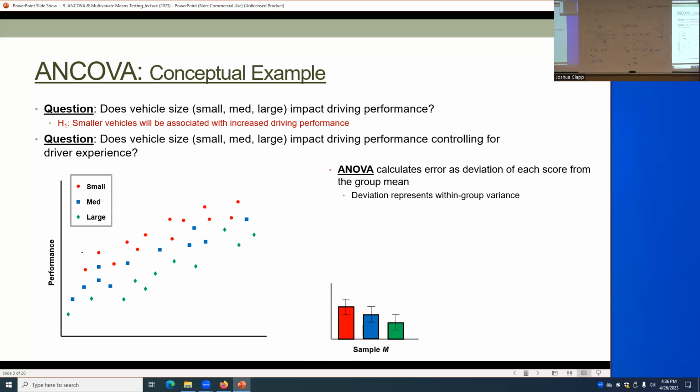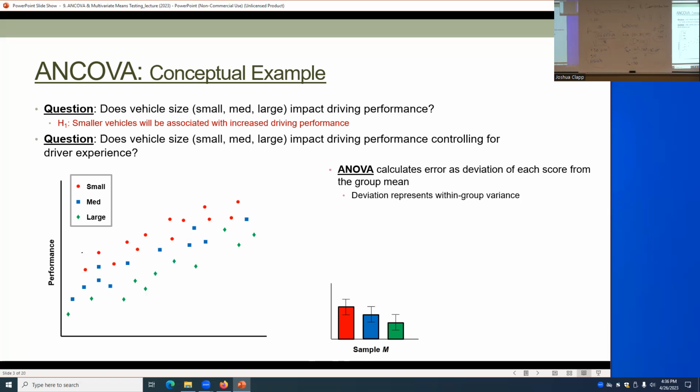But let's say we ask ourselves, does vehicle size, small, medium, and large, impact driving performance once we control for driver experience? Okay. Now, before, in the first scenario, we just ran our ANOVA, right? We had a big track, we brought people in, randomized them to small, medium, and large cars, and we kind of found about what we would expect. But we've got a lot of variability here. If these are confidence bounds, there's a lot of overlap.